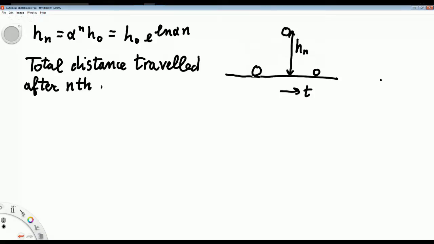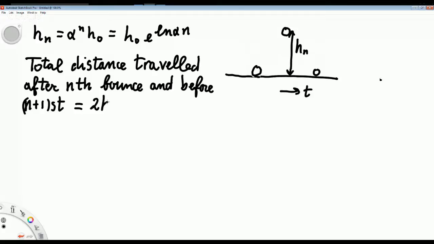So after the nth bounce, and before, of course, the n plus first, this is just equal to 2 times hn. Okay, so this is simple enough. Also, let's not forget about the very beginning of the process. The ball was starting from a height h0. So when we calculate the total distance traveled over the entire process, not just between any two given bounces, we have to not forget about the initial height h0. So what is the total distance traveled?